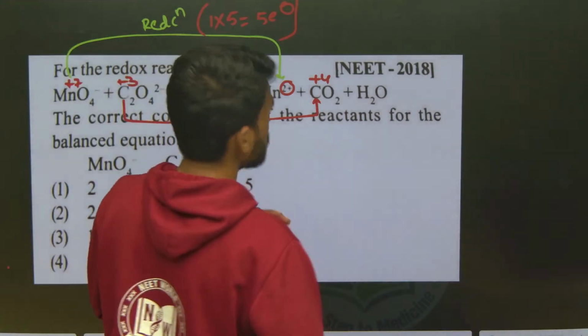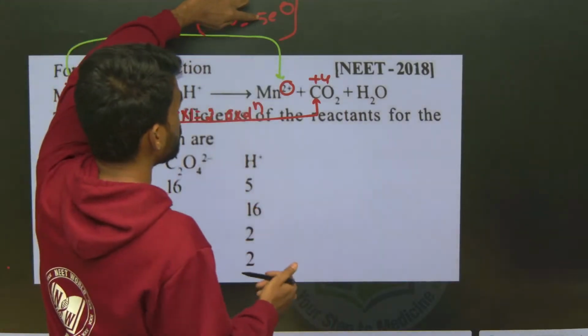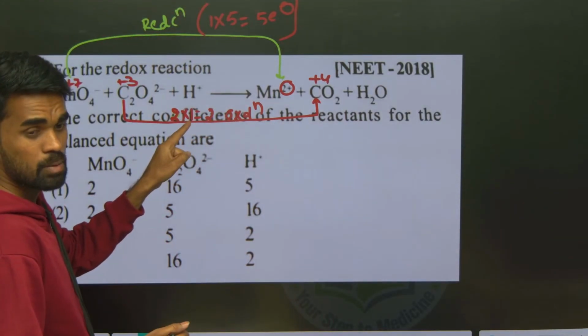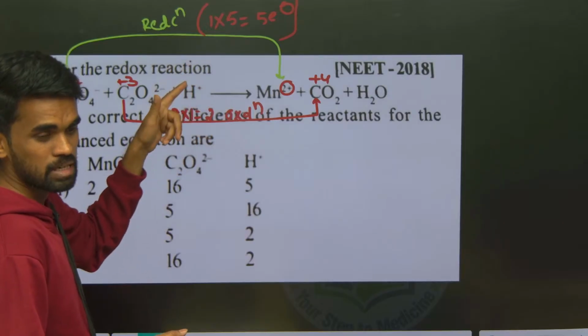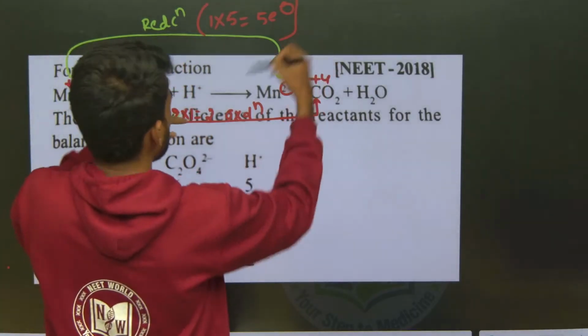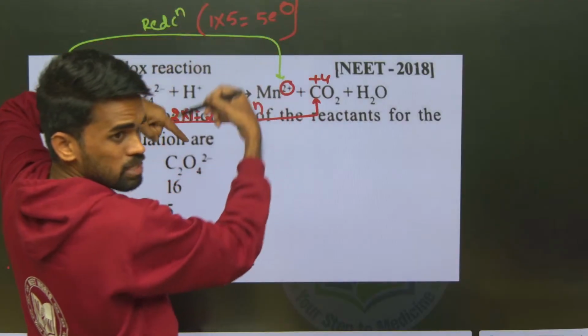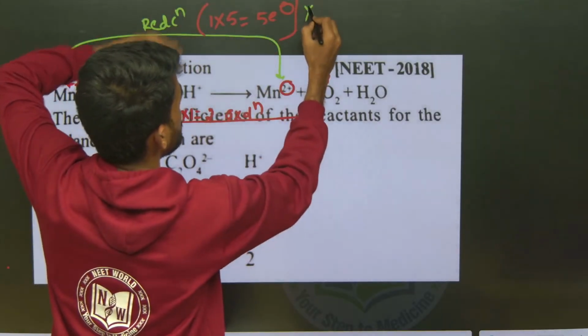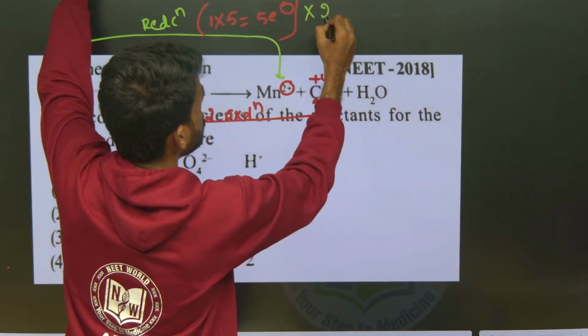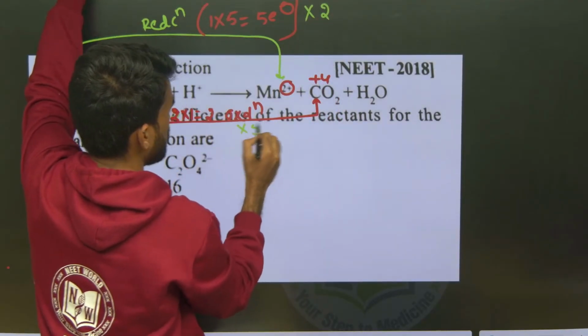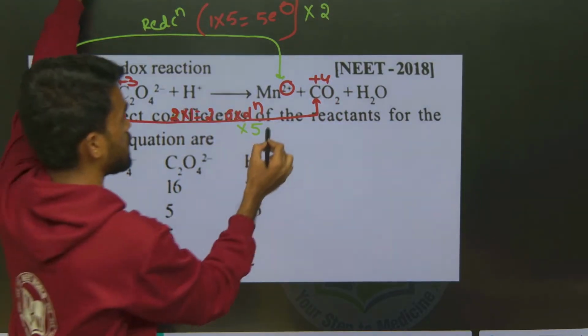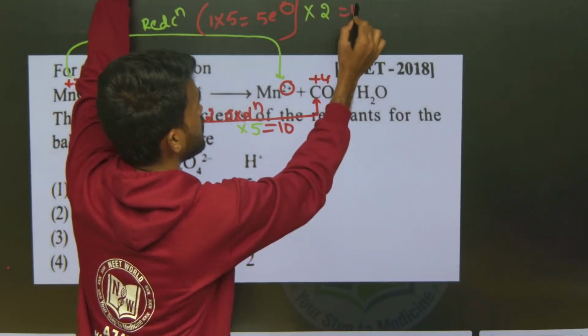Just look here. Here it is 5 electrons, here 2 electrons, but we know we must equalize these numbers. How can we equalize? Multiply the reduction equation with 2 and the oxidation equation with 5. Therefore you will get the total electron change the same, 10 electrons and 10 electrons, that's it.